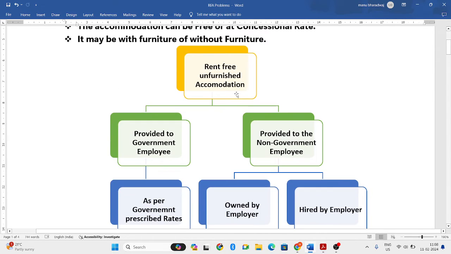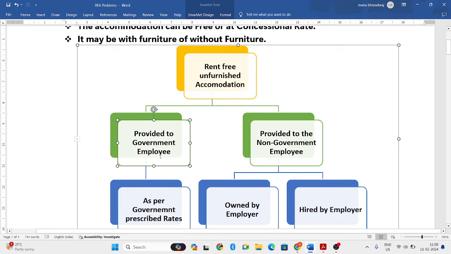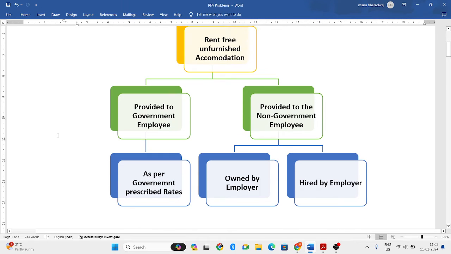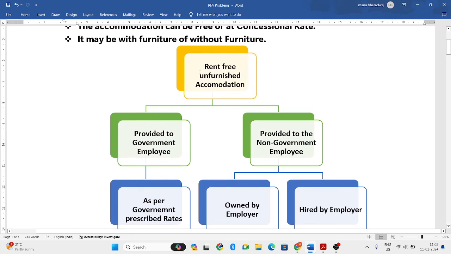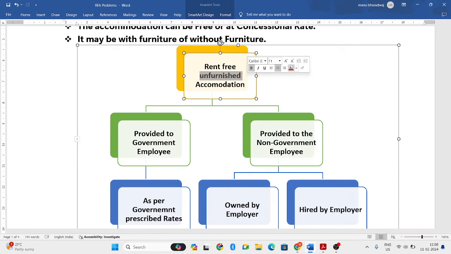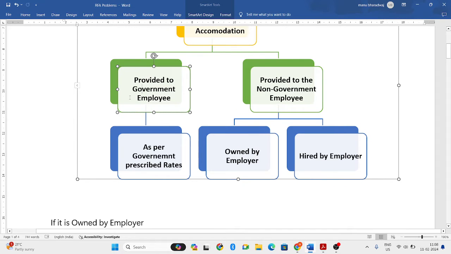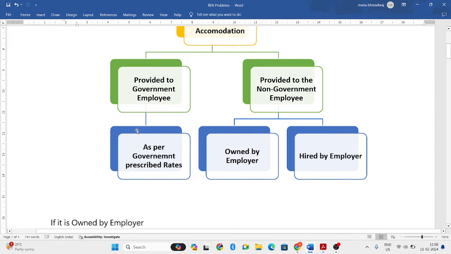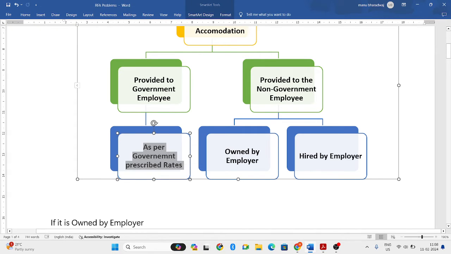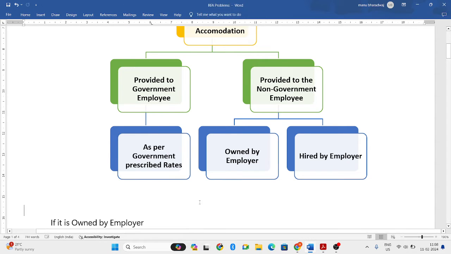Now, if rent-free accommodation is provided to a government employee, suppose the rent-free accommodation is unfurnished. See, the word is very important: unfurnished means there is no furniture. If it is provided by the government to the government employee, it is as per the government prescribed rates. So the government has prescribed certain rates, and as per those rates, it will be charged.